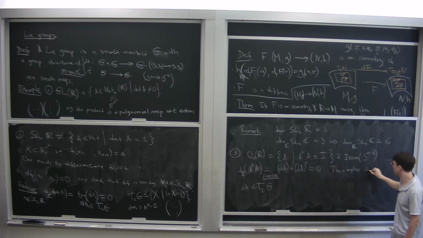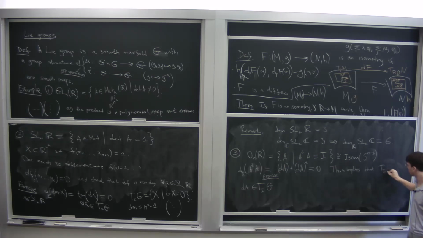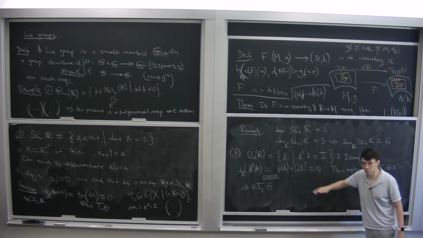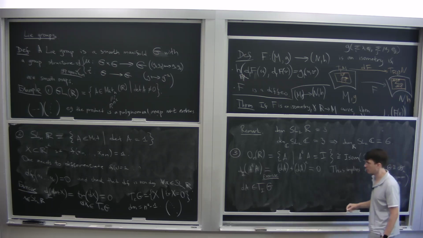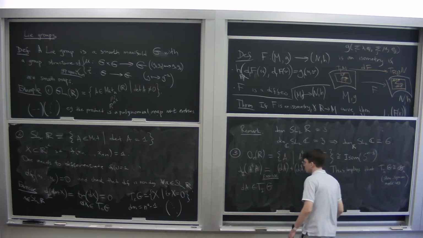I will write it this way. This implies that the Lie algebra of this group, I will not define the Lie algebra for now, so I'm just writing this tangent space, is isomorphic to the set of skew-symmetric n by n matrices, right? Actually, I do not have a good notation, so I will just write it. Another exercise, so this is exercise part 1.